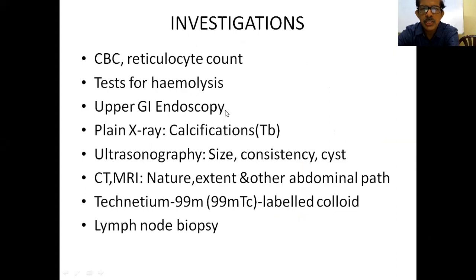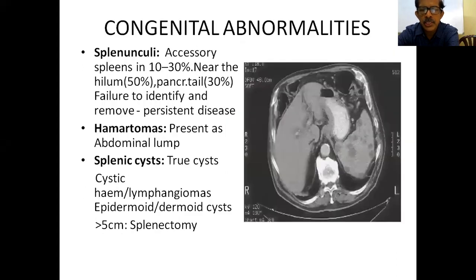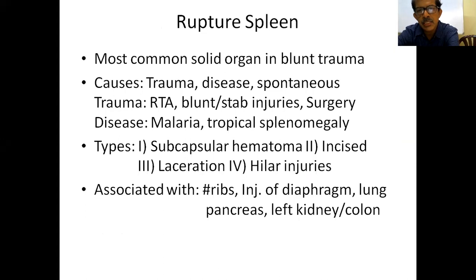Of course, it's a different matter that during gastric surgery we sometimes remove the spleen, but that is purposeful and deliberate. Whereas here it is accidental injury of the spleen during surgery. Then disease, as I already told you, in malaria, tropical splenomegaly. We'll come to that later. So in these conditions, the spleen is more prone to rupture.